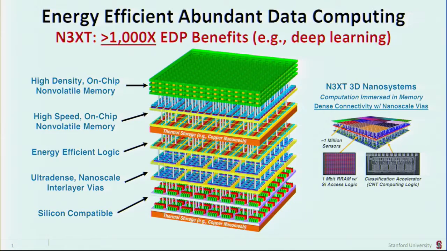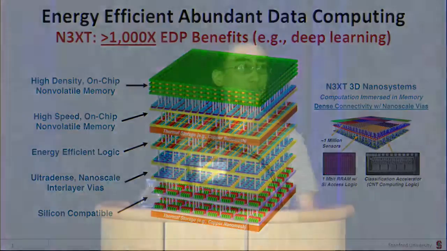We achieve these massive benefits by leveraging emerging nanotechnologies, such as computing logic based on carbon nanotube transistors, or on-chip non-volatile memories, such as resistive RAMs. The principles of NEXT have been demonstrated in the Stanford Nanofabrication Facility at the chip level, and the results were recently published in Nature 2017. We'd be happy to take questions at the poster, and we hope you stop by.